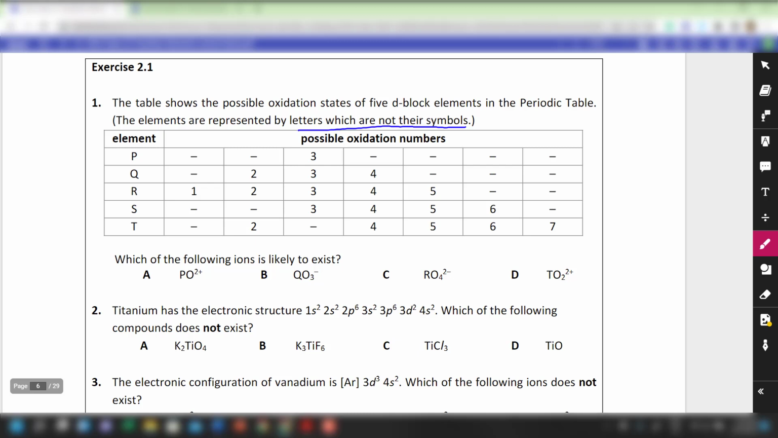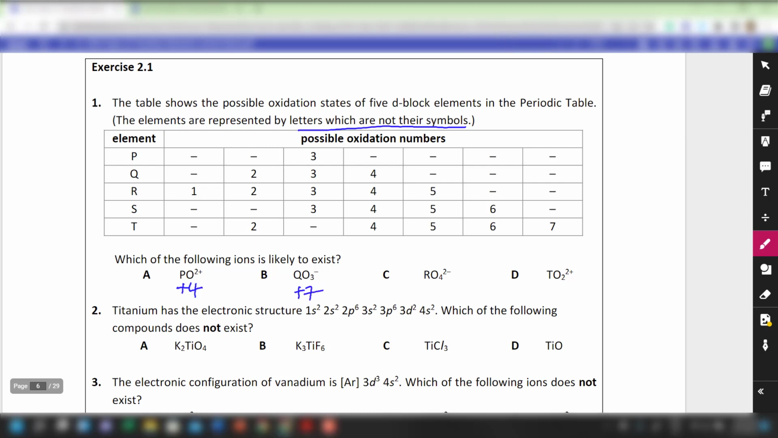So how do we go about doing this kind of question? The easiest way to do such a question is to find out the oxidation state of the elements in the polyoxo anions. For option A, the oxidation state of P will be +4. For option B, the oxidation state of Q will be +7.